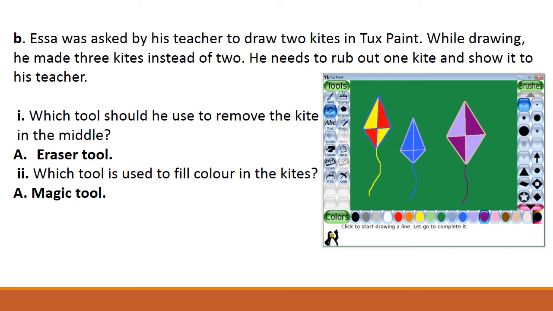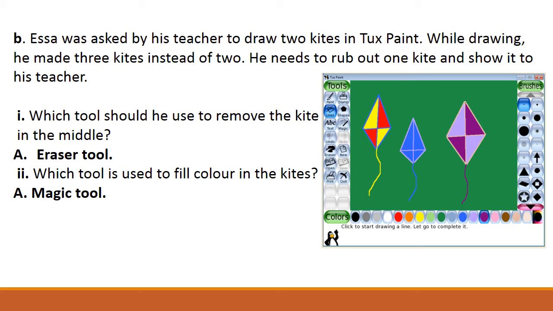Part B. Isa was asked by his teacher to draw 2 kites in Tux Paint. While drawing, he made 3 kites instead of 2. He needs to rub out 1 kite and show it to his teacher. Which tool should he use to remove the kite in the middle? The picture is given along with the statement. There are 3 kites. So, which tool should he use to remove the kite in the middle? And the answer is the eraser tool.